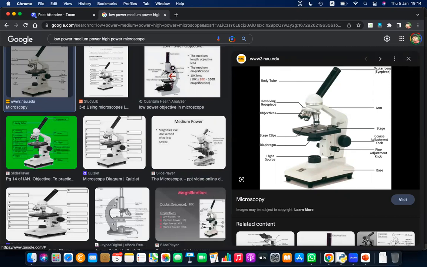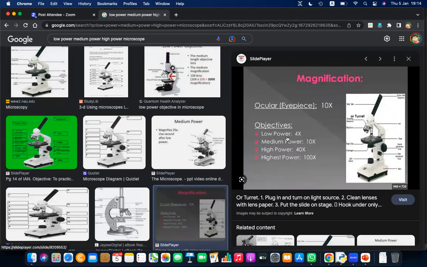But there are three lenses, as I said. There is a low power one. According to this one, the low power one is 4x magnification. So on top it is 10 times and below it is 4 times. 4 into 10, the objective lens is this one, right? You can rotate it here. The objective lens is 4 times and the eyepiece is 10 times. Altogether 4 into 10, 40 times magnification.